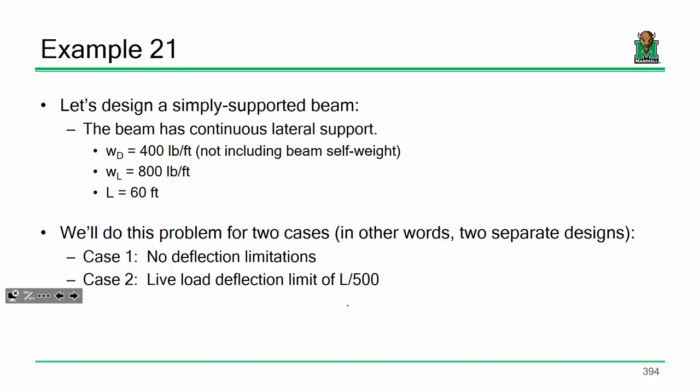So what I mean by that is, you can sort of treat this as if we're doing 2 problems, like a 21A and a 21B. We're doing 2 different design problems. One design problem, we're not going to consider any deflection limits, and the other one, we are. Okay, so yeah. Sound good?